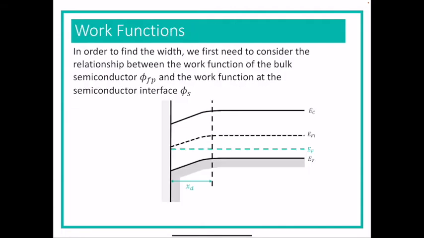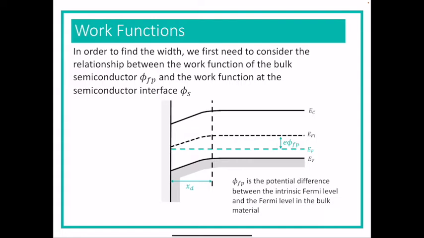So first of all, we're going to look at the relationship between how the semiconductor work function in the bulk works differently than the work function at the interface where the semiconductor connects to the oxide. So the value phi sub Fp is the potential difference between the intrinsic and the Fermi energy in the bulk semiconductor material. So we started with P material, and that is the energy difference.